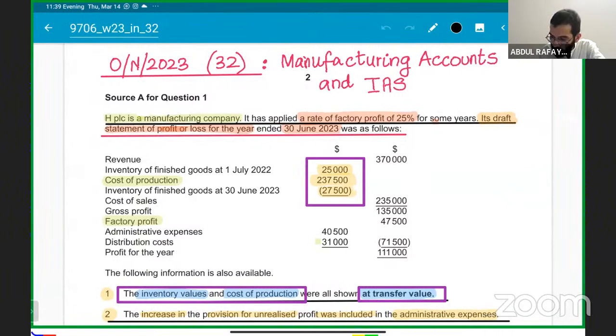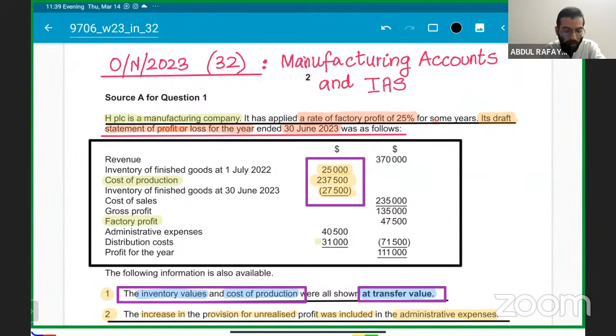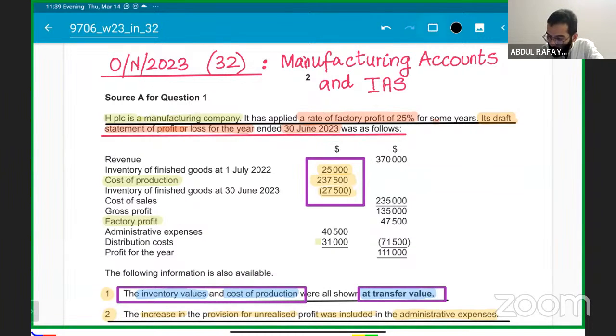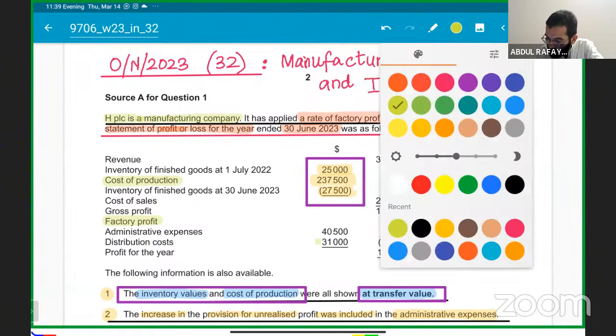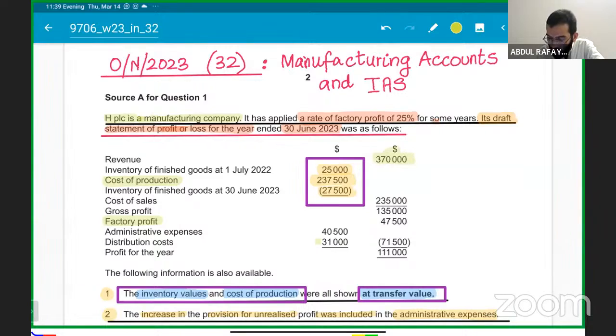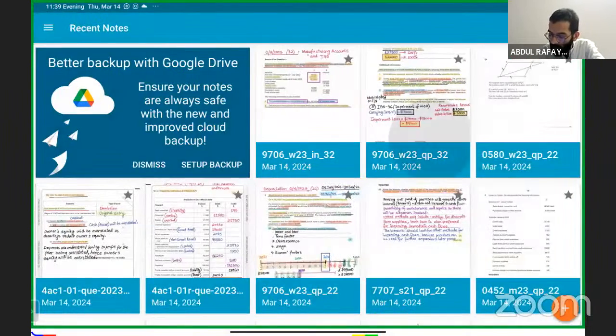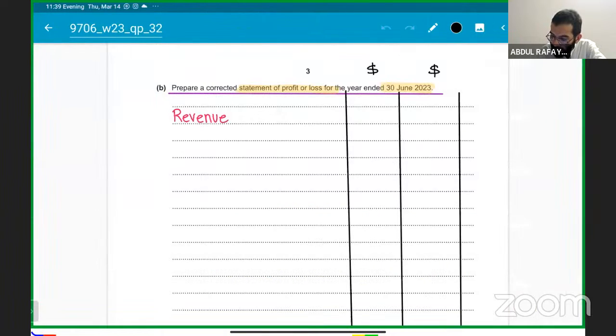ये जो format है students, let me write it down. We are going to replicate this format, okay students? We are going to completely replicate this format. So if we talk about the revenue, sir, revenue is basically $370,000. So revenue will definitely be, हम revenue को remove करेंगे कि हमने उसको अभी तक sell नहीं करा है.